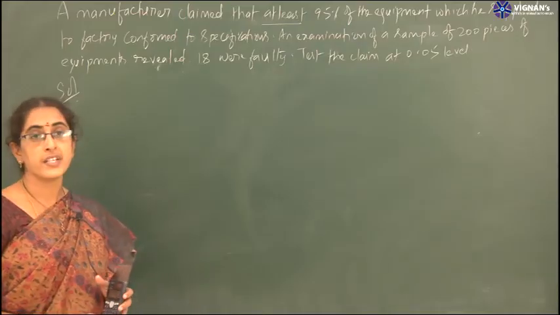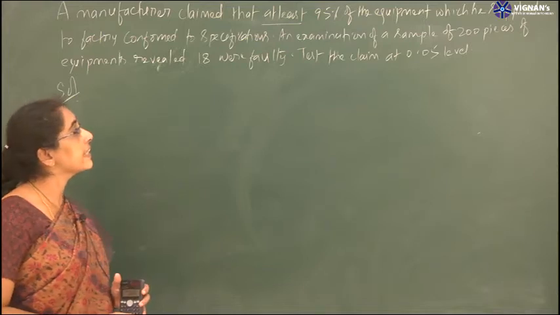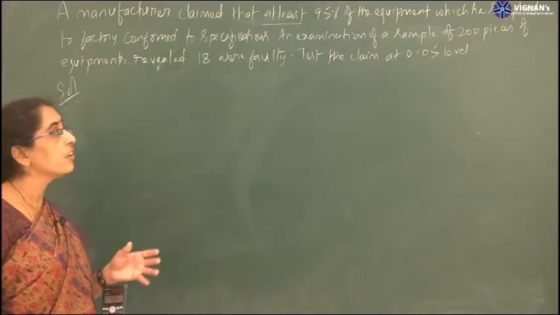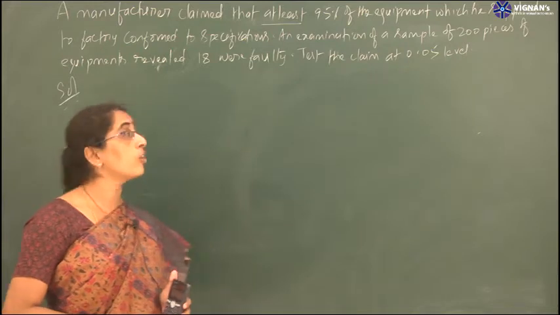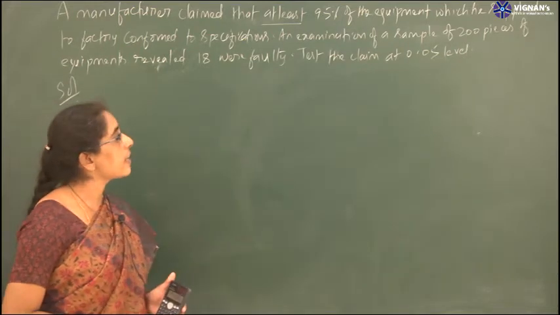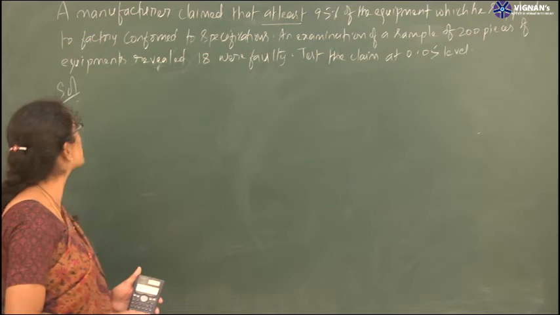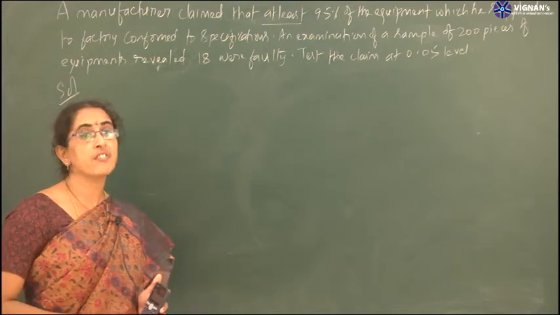Now the next problem: a manufacturer claimed that at least 95% of the equipment which he supplied to a factory conformed to specifications. An examination of a sample of 200 pieces of equipment revealed 18 were faulty.